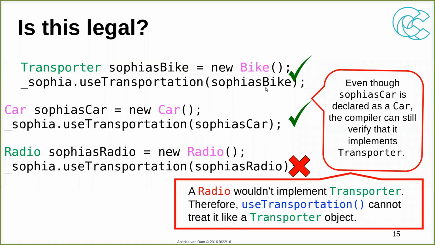So sophiasBike was earlier a transporter, and now I typecast it into a bike. Earlier it was only able to access the methods of the transporter interface. But now if you typecast it, how is it possible that it can access the methods of the bike class?